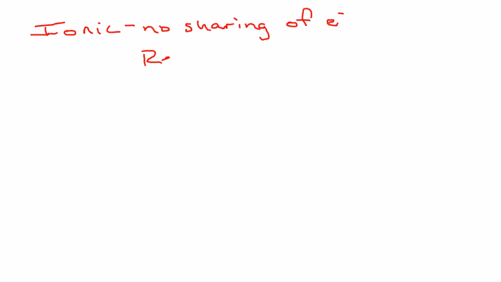The first type of chemical bond is an ionic bond. And the big deal here is no sharing of electrons. And it's the result of large differences in electronegativity.